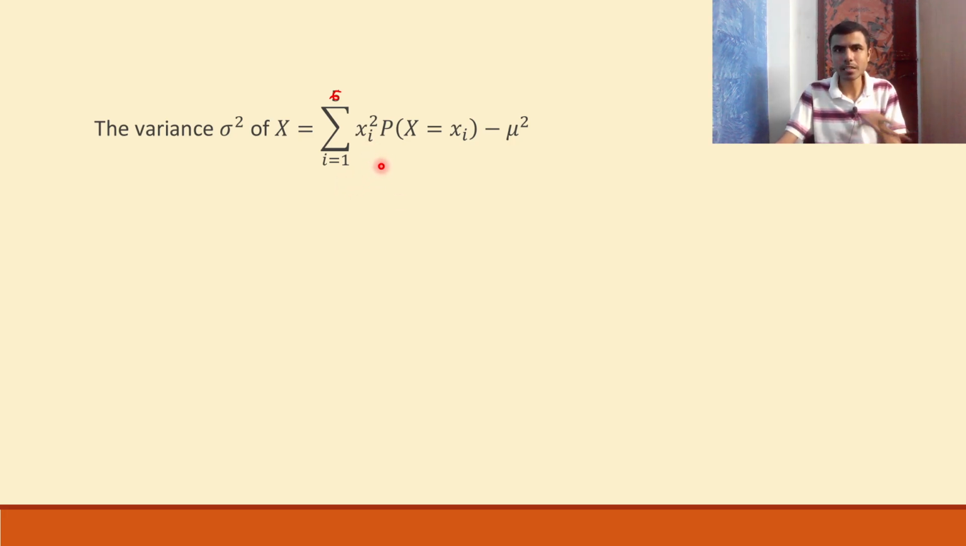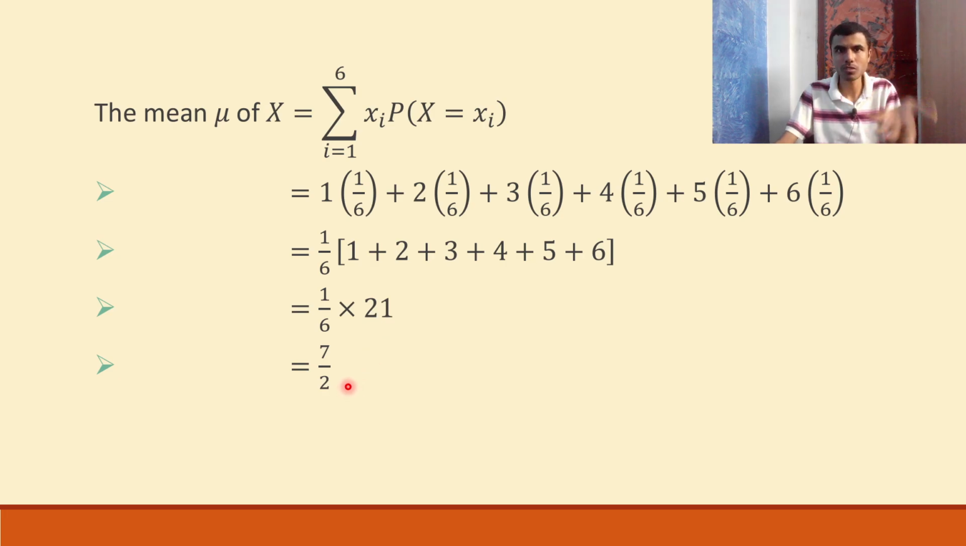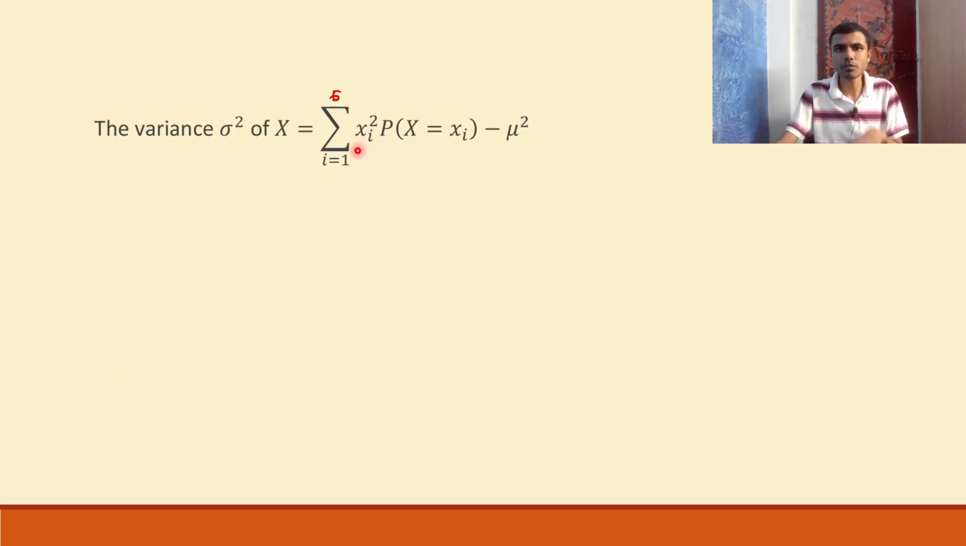So variance is nothing but sigma of X_i square into P of X equal to X_i, minus mu square. Mu we already got, mu is 7 by 2. Now what we need to find out is sigma i runs from 1 to 6 of X_i square into P of X equal to X_i. Now how to get it? Very simple. X_i square into P of X_i, that means element square into its probability.